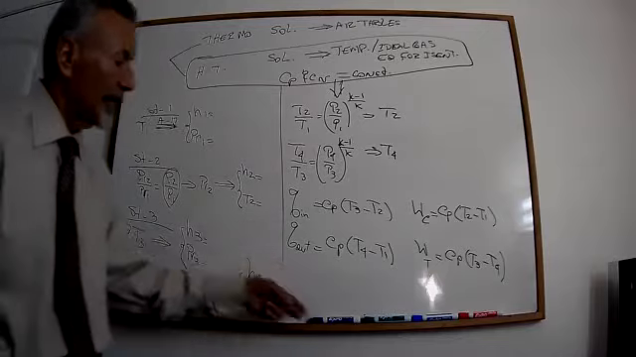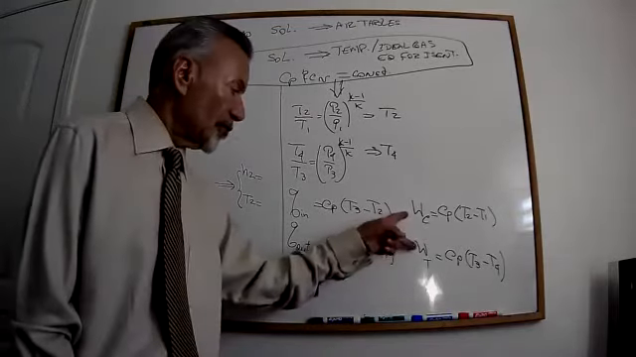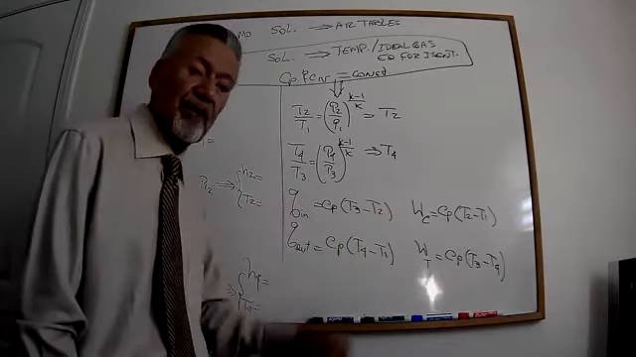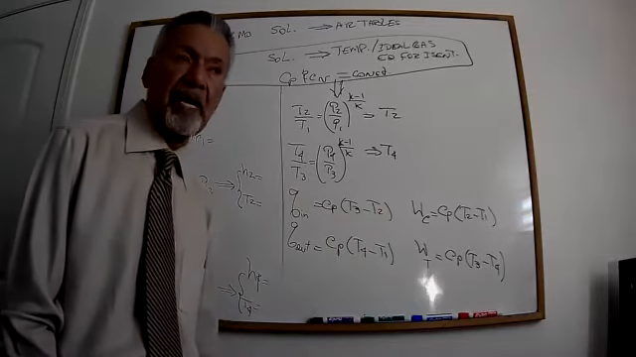Once you find the Q in and Q out, or work of a compressor and work of a turbine, the difference between them will give you the net. Thermal efficiency remains the same. Nothing's changed on that.